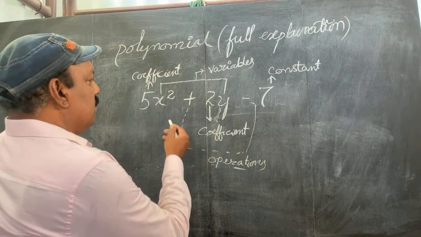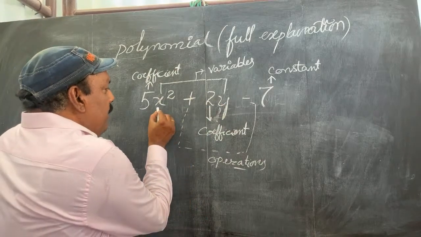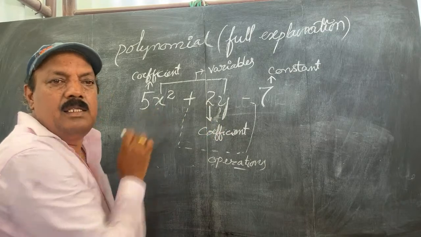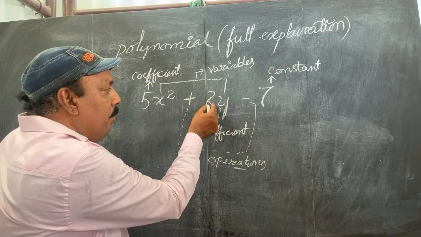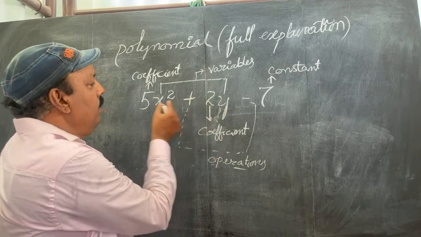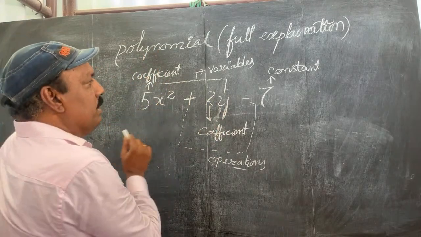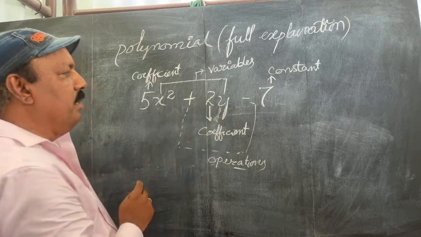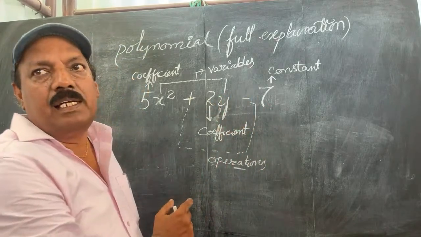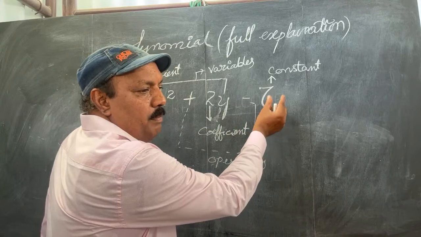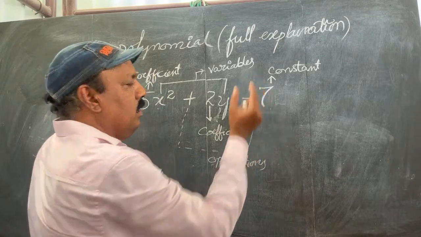Here there are coefficients and variables. Here x and y are variables, and coefficient means the numbers in front of the variables. Now 5 is a coefficient and 2 is a coefficient. That means the numbers present in front of the variables we call coefficients. Next are variables: x and y are called variables. And next is the constant. Just a normal number is called a constant. It may be 7, 5, 3, any number. Just a variable shouldn't be there, only a normal number.